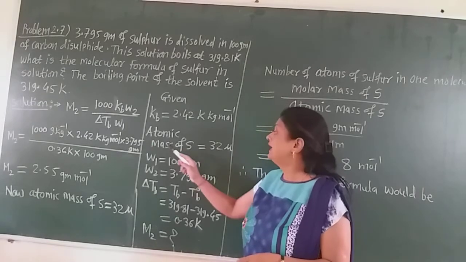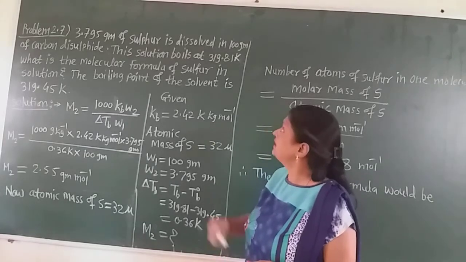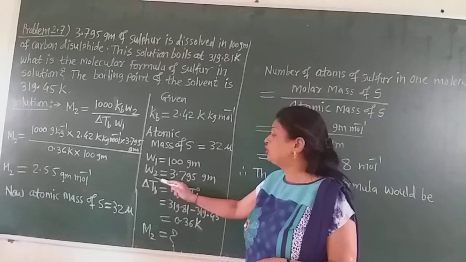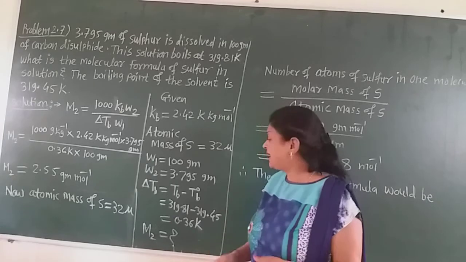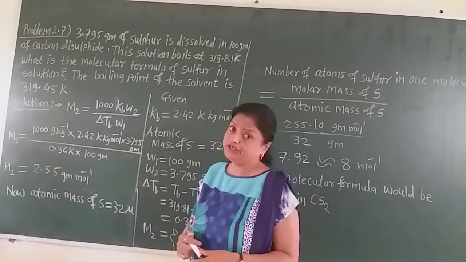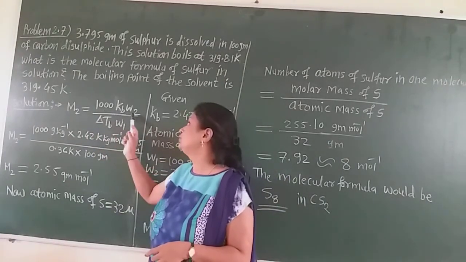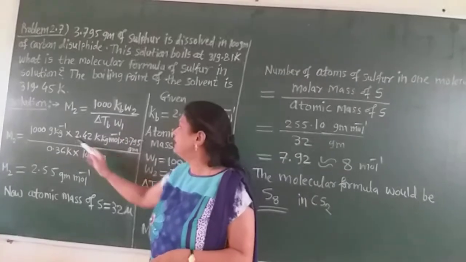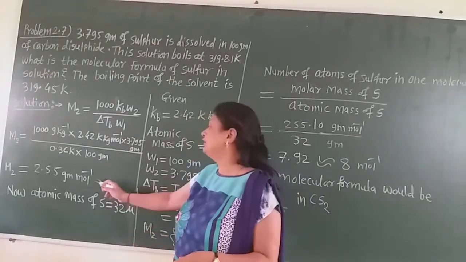Now this is the atomic mass of the sulfur, and again they have given us the weight of the solvent W1, 100 gram, and the weight of the solute W2, 3.795 gram. Now by just substituting all these values in the formula for calculating the molar mass of the solute, that is M2 is equal to 1000 Kb into W2 divided by delta Tb into W1. Substitute all these values with units so as to determine the unit of the molar mass.